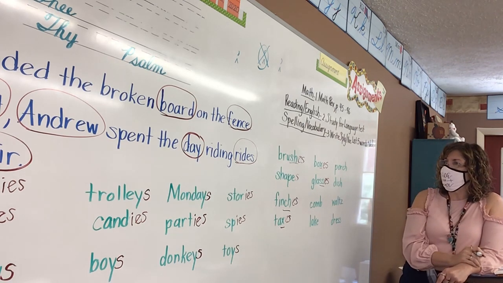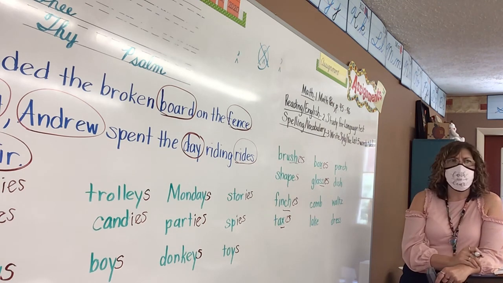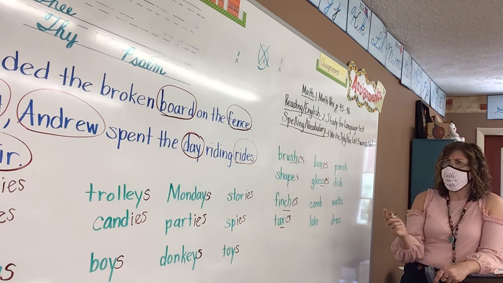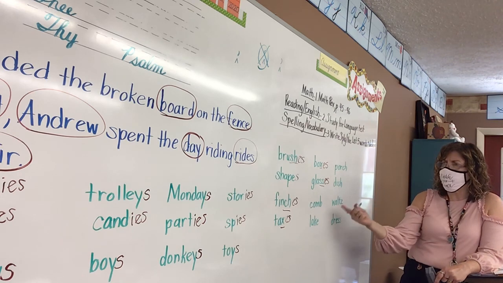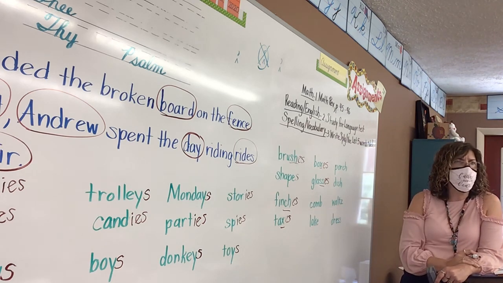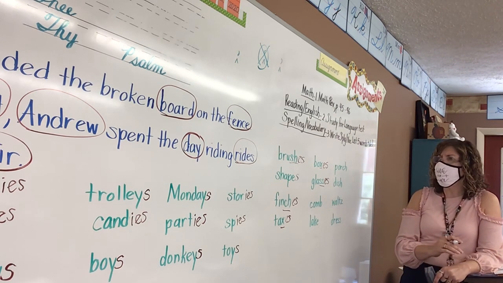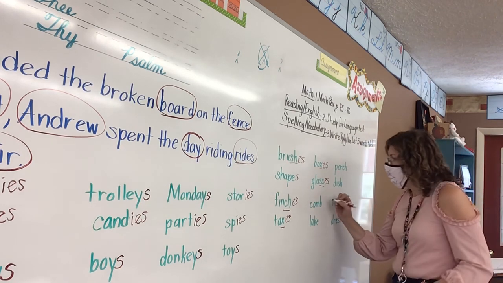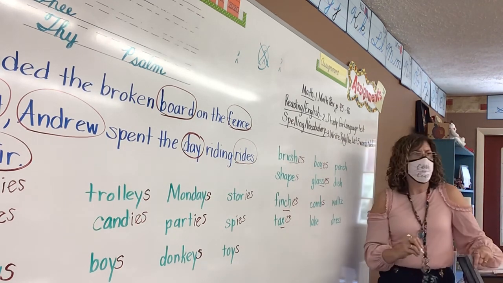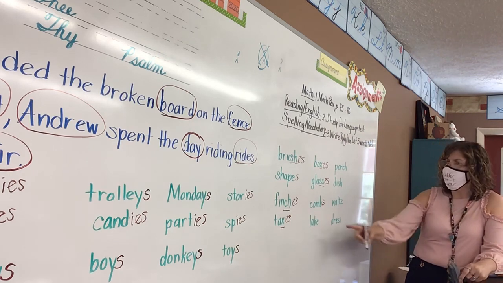You're confused. Somebody's saying add ES. What rule says add ES? CH, SH, S, X, or Z. Does that follow any of those rules? No. So what do we need to do then? Just add S. Yes, just add S. We're not making up the rules, guys.